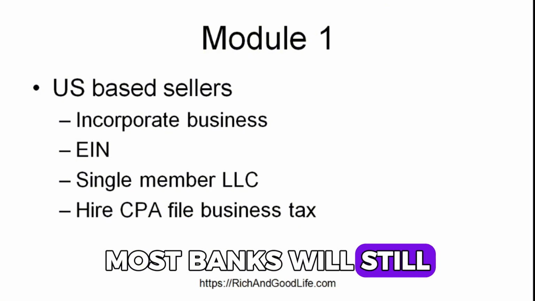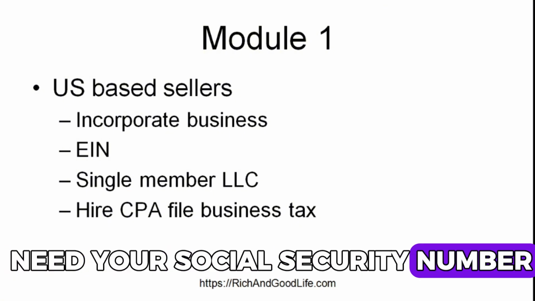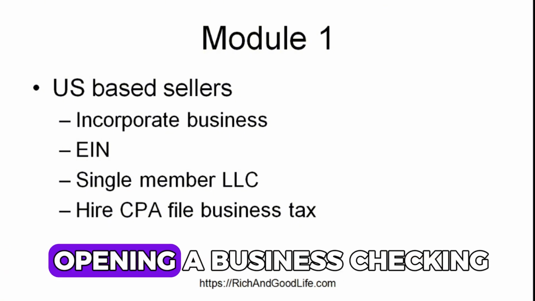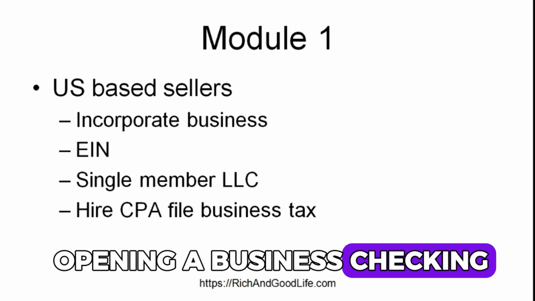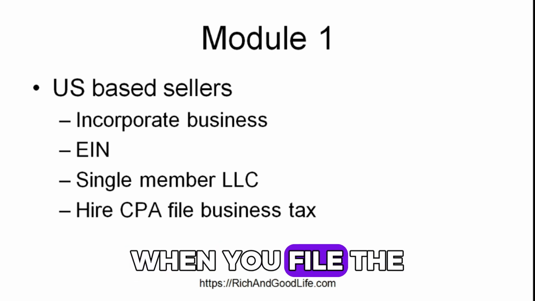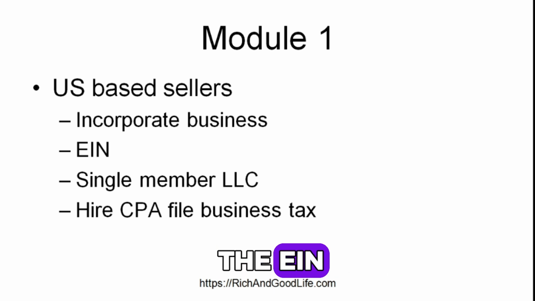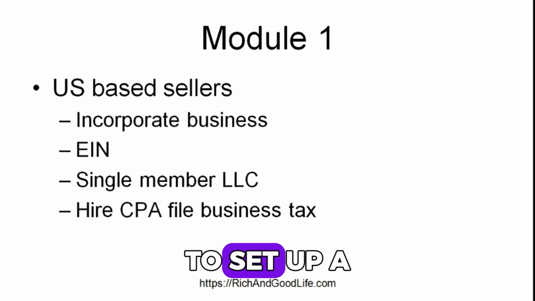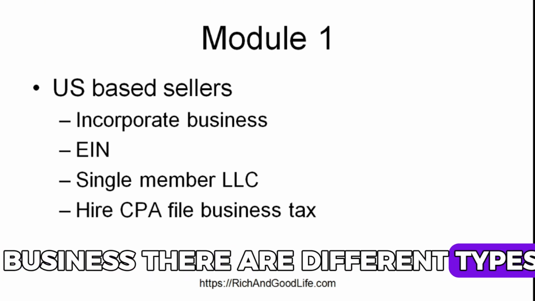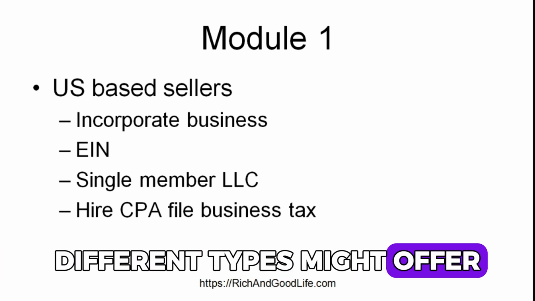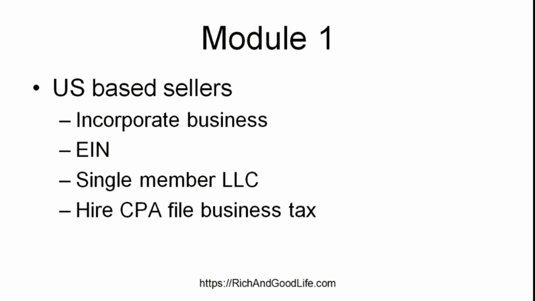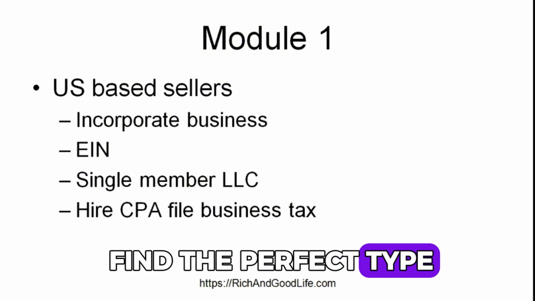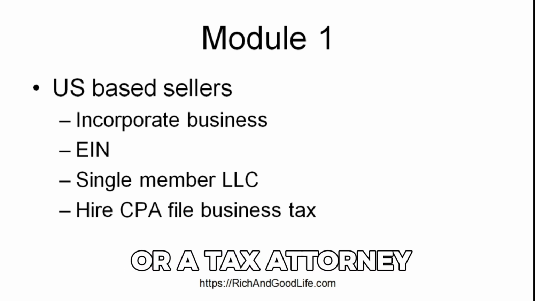Most banks will still need your social security number together with the EIN when opening the business checking account. However, when you file the business income tax with the EIN, it won't link to your personal tax information. To set up a business, there are different types. Different types might offer different tax liability. If you want to find the perfect type, talk to a CPA or a tax attorney.